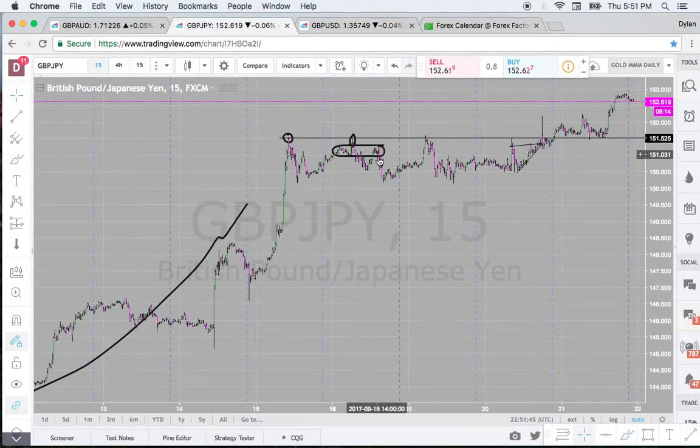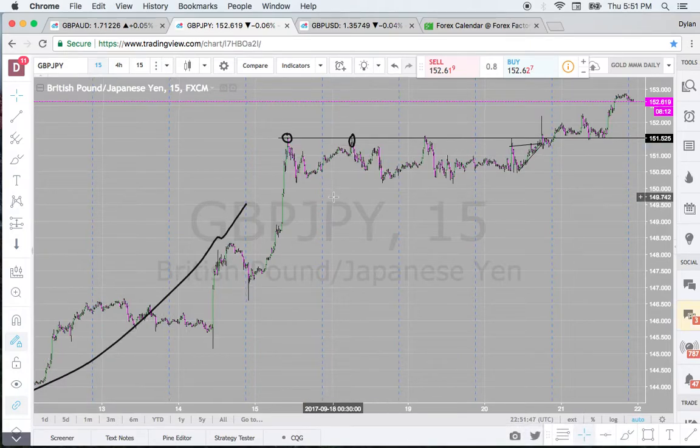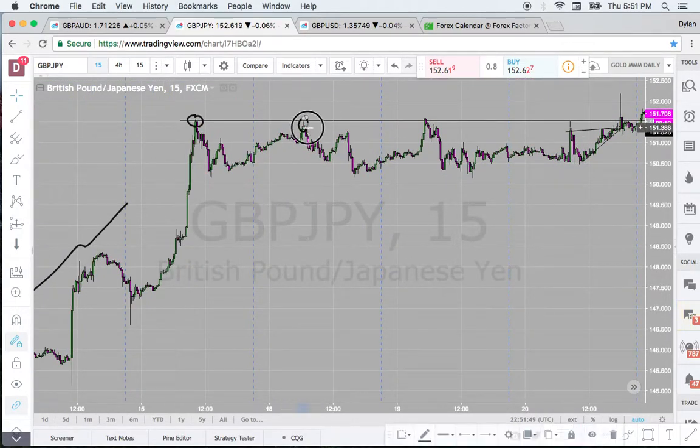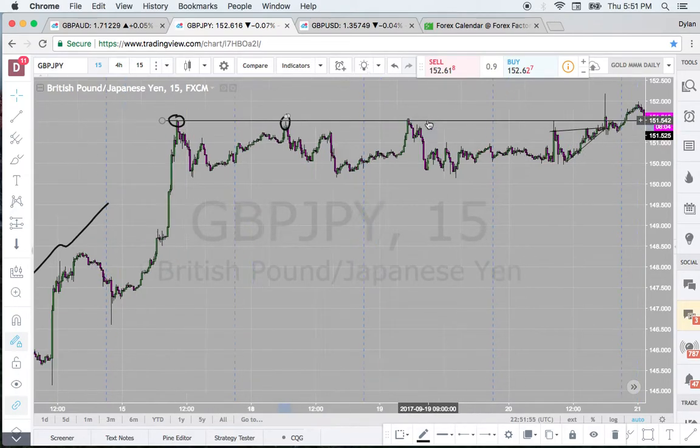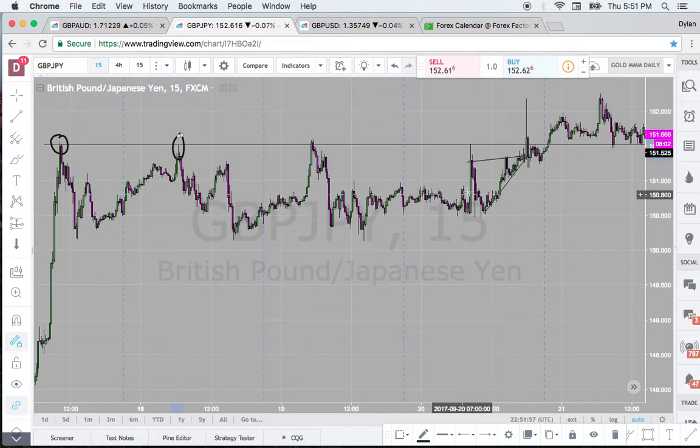So, you could have sold, by all means, right here at the ceiling. Could have sold here again. The fourth time, that's getting a little risky. Could have sold that. Could have sold right there. That's getting a little risky though.